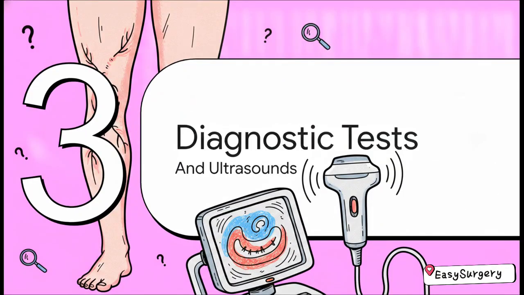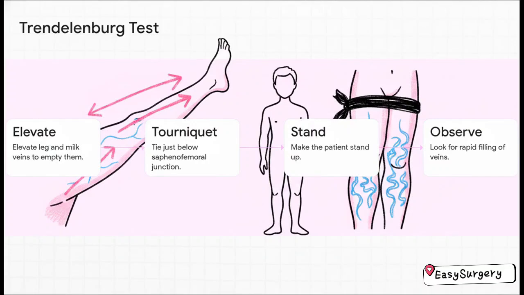Moving on to Section 3, diagnostic tests and ultrasounds. Okay, so how do we spot the exact point of failure before we even think about operating? Well, we use the Trendelenburg test. Try to vividly picture this. First, you elevate the patient's leg and literally milk the veins to empty them completely out. Second, you tie a tourniquet just below the saphenofemoral junction. Third, you have the patient stand up. And finally, you just observe the leg. If you see this rapid filling of the veins, well, you know exactly where the mechanical incompetence is.